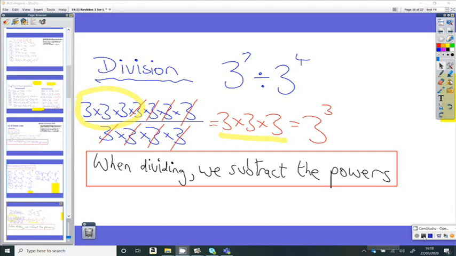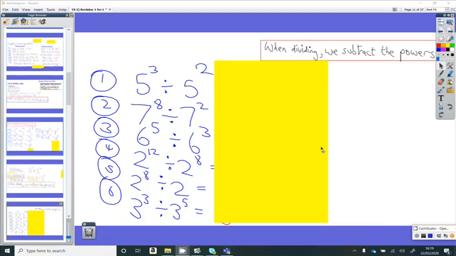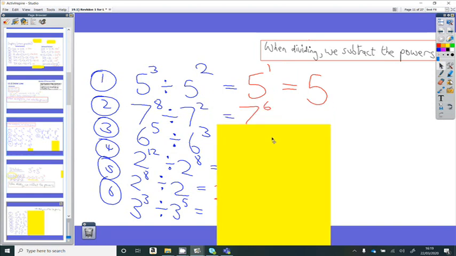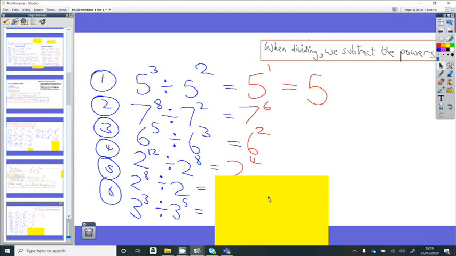So here are some for you to practice. So pause the video. So number 1 is going to be 5 to the power of 1, which is 5. Number 2, 7 to the power of 6. Then 6 to the power of 2. Then 2 to the power of 4. Then 2 to the power of 7. Remember, 2 is 2 to the power of 1. So that's going to be 2 to the power of 7. And then 3 to the power of minus 2. It's perfectly possible for the powers to be negative.